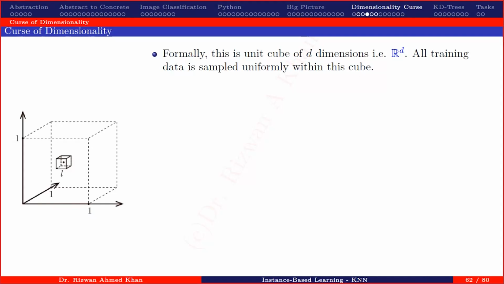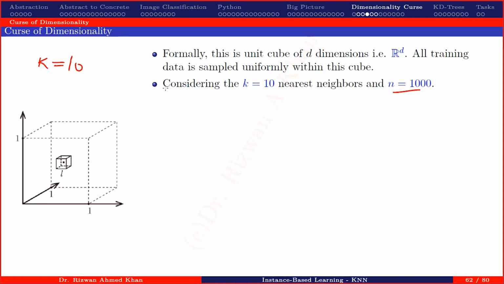Any issue up till now? I'm just formalizing this example. No issue. Okay. So let's consider that we are solving a problem with k equal to 10. So 10 nearest neighbor, and total samples in our data set is 1000. So it is a 10 nearest neighbor classifier, 10 NN, and n total samples is equal to 1000.